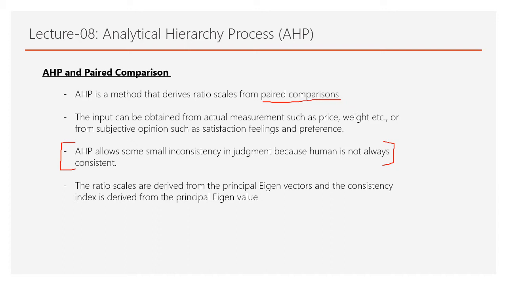Just bear this as a statement and take it in your background that we're dealing with subjectivity sometimes. If you say, let's say, I prefer oranges to apples, or I moderately prefer them, this kind of inconsistency in your judgment is acceptable in this AHP process. The corresponding ratio scales calculated during this AHP process are derived from the principal eigenvectors, and the consistency index is derived from the principal eigenvalues.